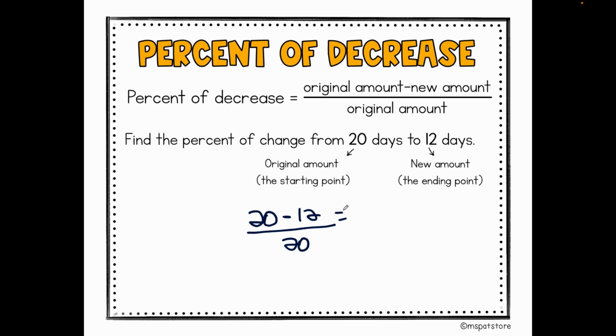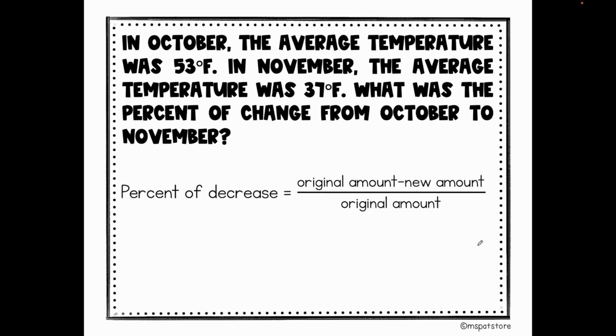So 20 minus 12 is equal to 8 out of 20. That is equal to 0.4. You need to shift the decimal point 2 spaces and add the 0. So it is 40% of decrease. So pause the video and try to find the percent of decrease on this situation.